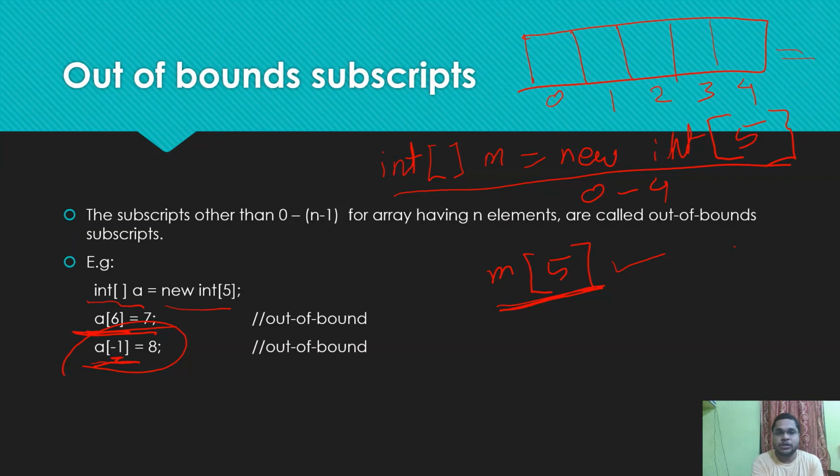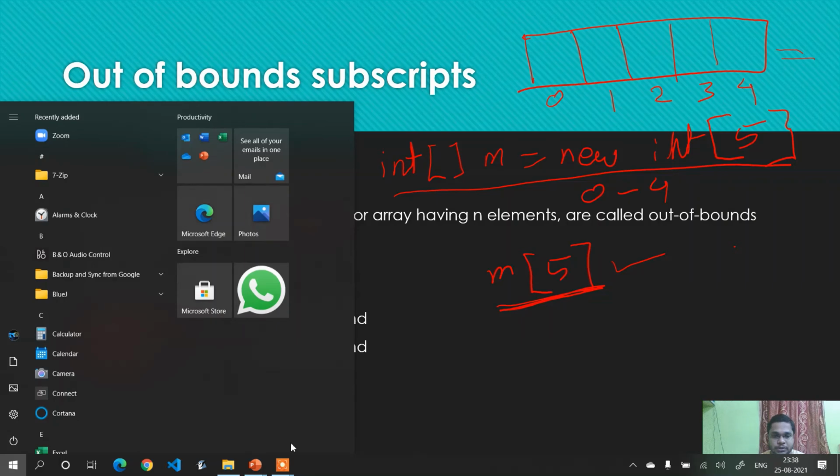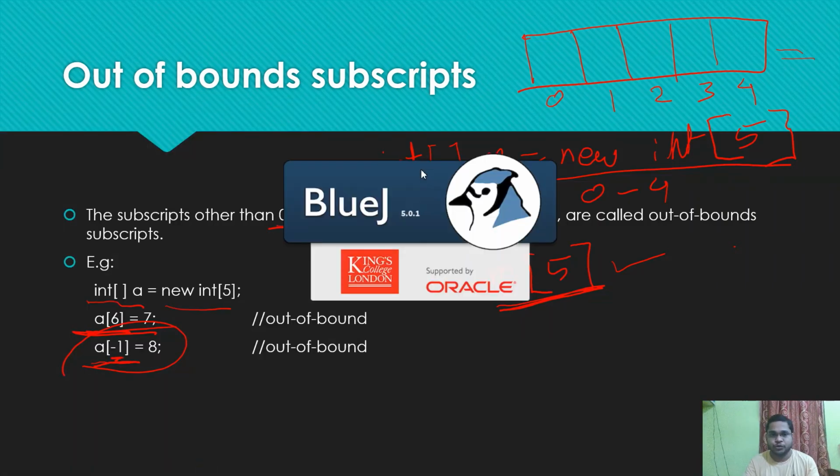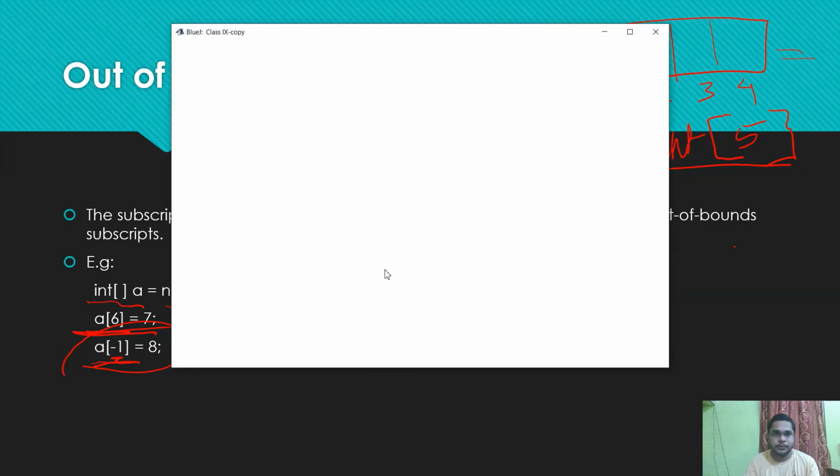So this is what 0 to n minus 1 means. If the subscript is other than 0 to n minus 1, then it is called out of bound. Out of bound subscripts, and if you run the program this way, it gives an out of bound exception. Let's go to our Java or BlueJ and see how it works.